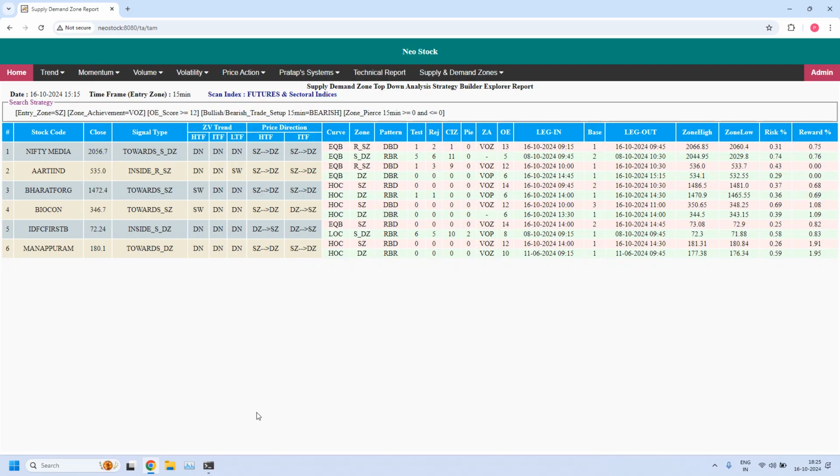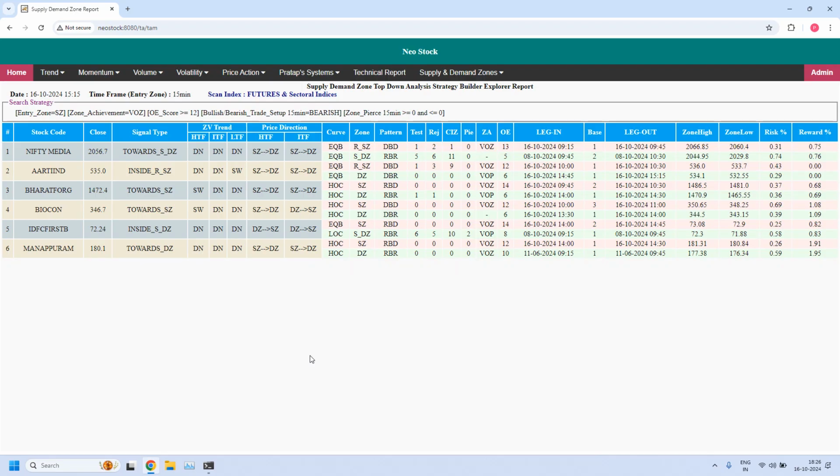That is entry time frame 15 minutes. All these are all 15 minutes demand and supply zones. But our focus is on the supply zones because we are looking for bearish trade setup. So out of these 6, some high probability stocks might be there. To find them, let's verify.